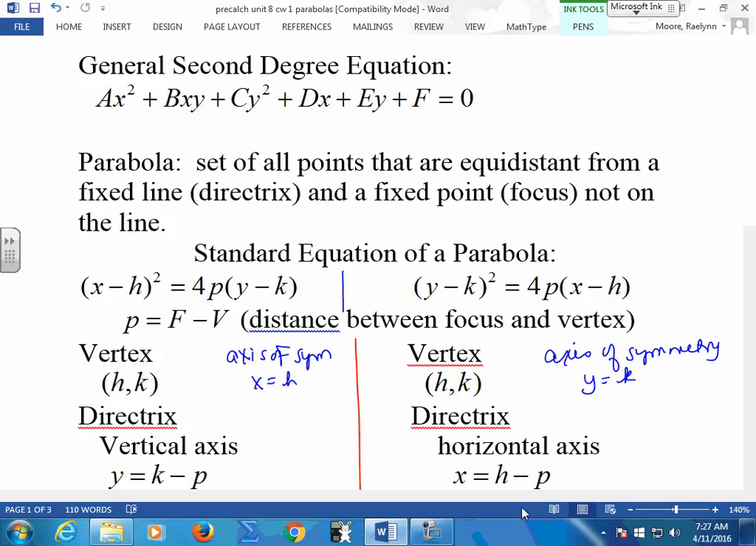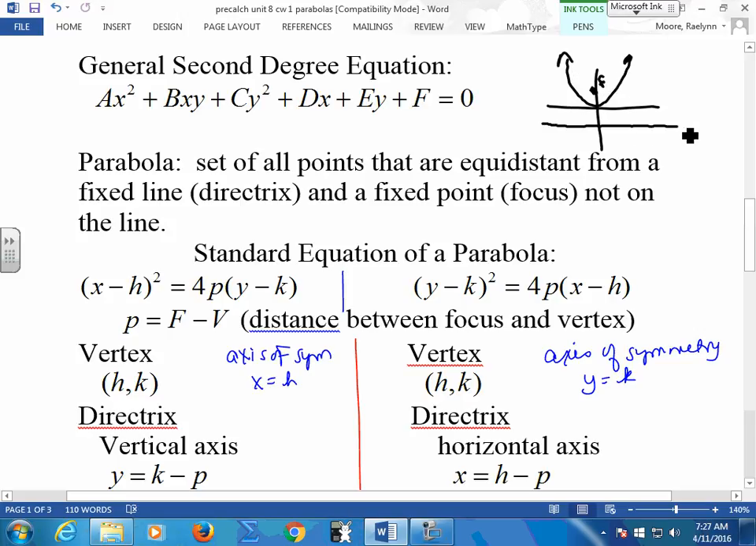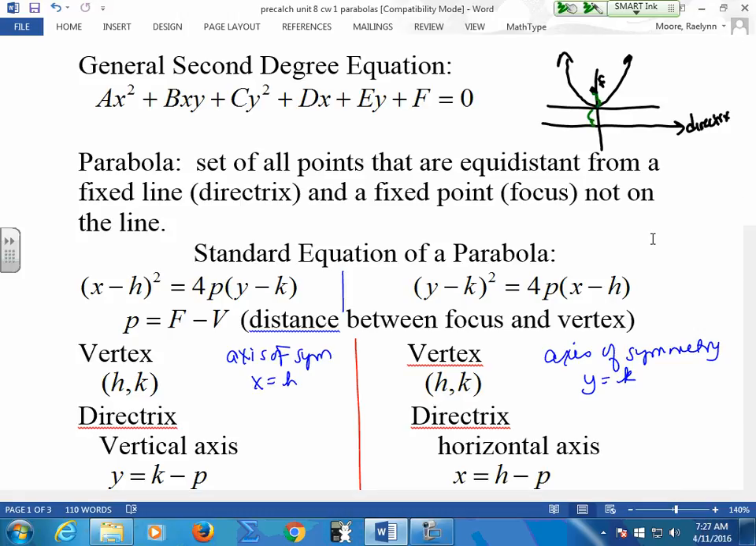So just a little definition. A parabola is a set of all points that are equidistant from a fixed line, called the directrix, and a fixed point, called the focus, that's not on the line. So what this means is this. If this is my basic parabola, that means your focus is somewhere inside the parabola, and outside the parabola is a line called the directrix. The distance between here and here, the vertex, the distance between here and here, and here, is what they're talking about. We call this equidistant from here.